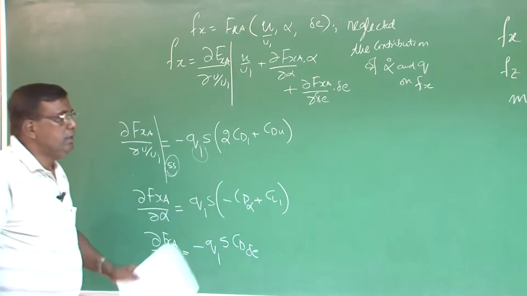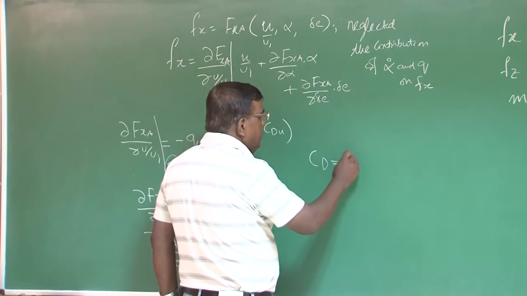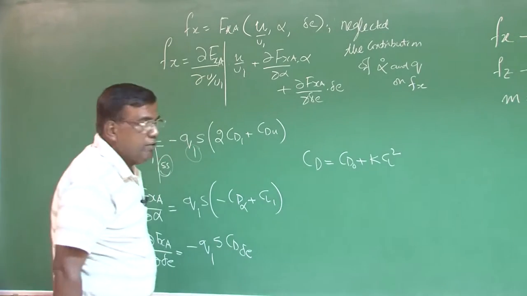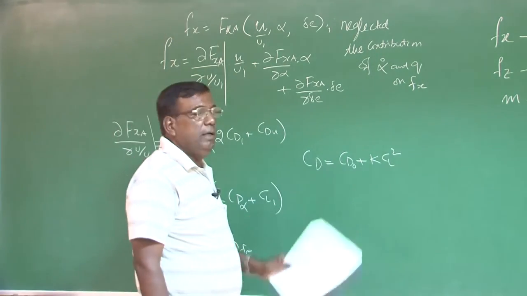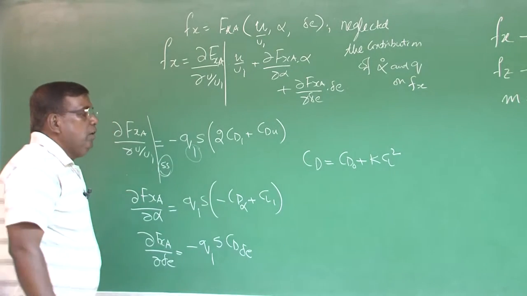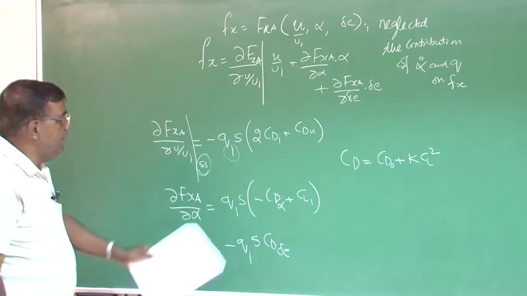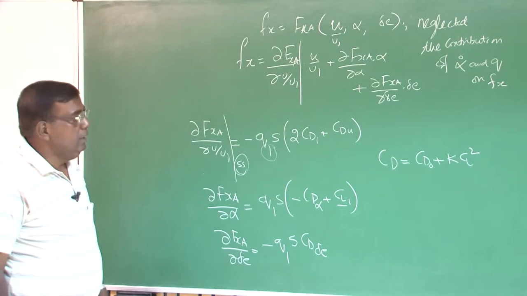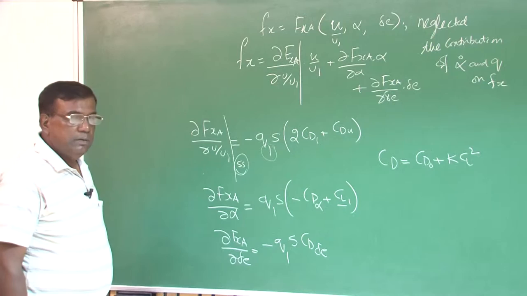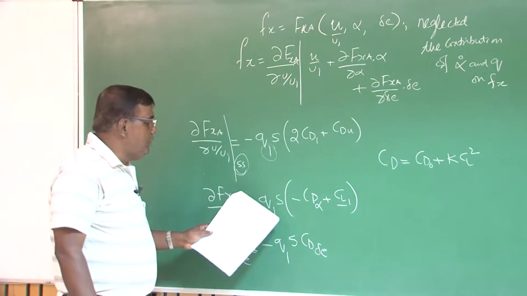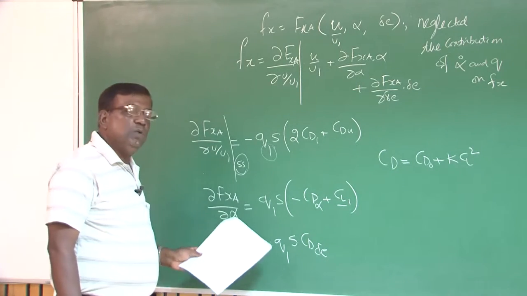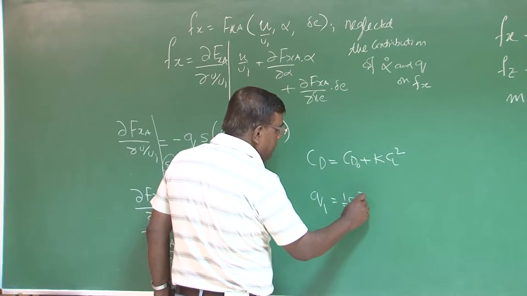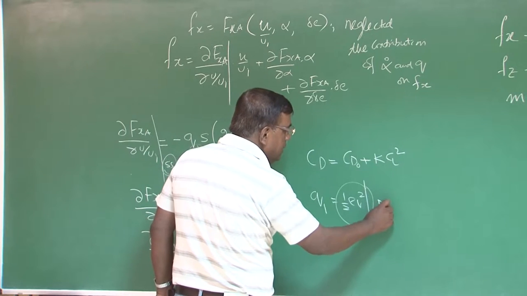Cd alpha, you know what it is? When I say cd, that's the drag polar I represent, cd naught plus k cl square. So I can easily find dcd by d alpha for small angle, but we'll assume that cd naught doesn't depend upon alpha. I can take a derivative, and we have shown the approximate expression for cd alpha. And also, you know what cl1 is? Cl1 is the cl to maintain level cruise at a given altitude and given speed at steady state, and q1 is the dynamic pressure at cruise.